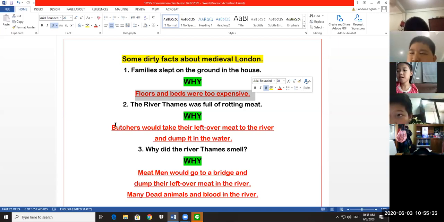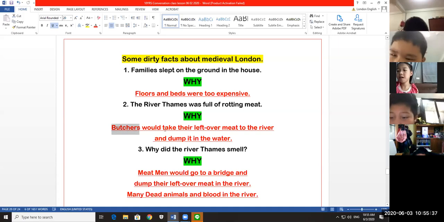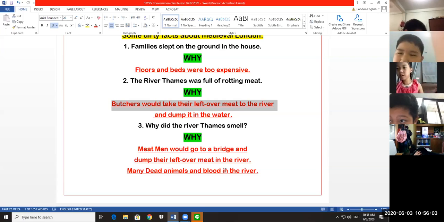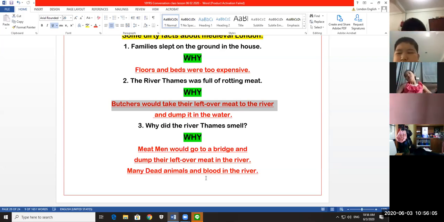Why? Butcher would take the leftover meat to the river and dump it in the water. Why did the River Thames smell? Meat men would go to the bridge and dump their leftover meat in the river. Many dead animal and blood in the river. Okay, brilliant. So that is why the Thames smelled very badly at the time. Okay, Tonmai, your turn.